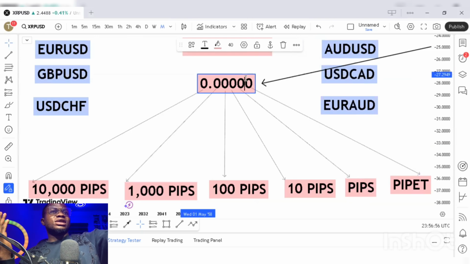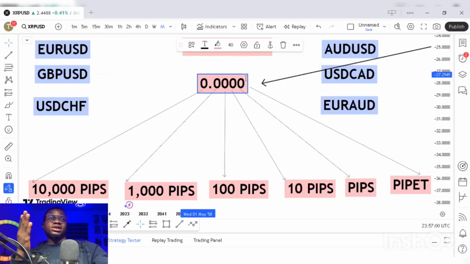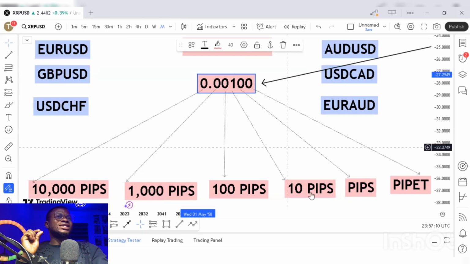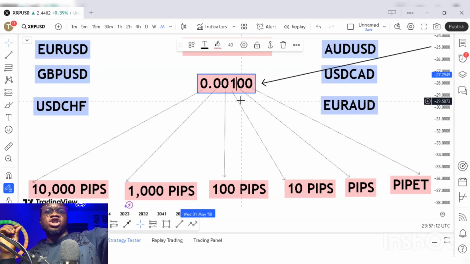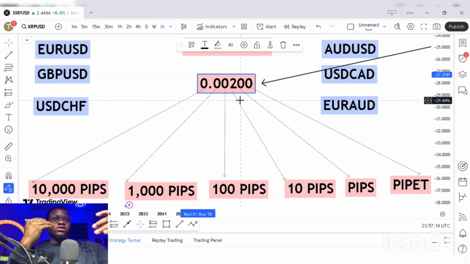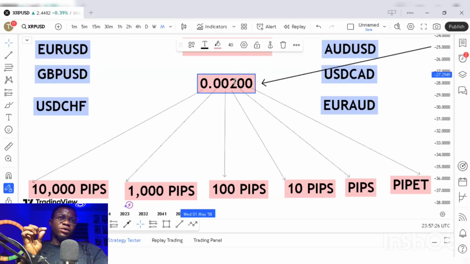So the third number, as I've just labeled it there, the third number after the decimal point, please make sure you pay attention to that, is known as your 10 pip. So if this one should change to 2 and you are in a trade, automatically your trade has moved in the negative or positive direction by 10 pips. So a change in this particular number 3 after the decimal point is a 10 pip move.